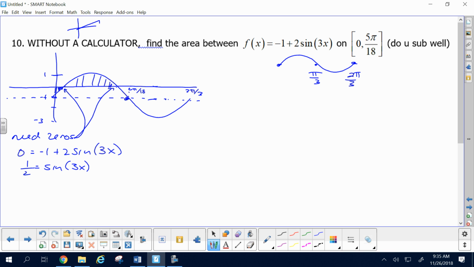Pi over 6 is definitely it. So 3x could equal pi over 6, and this would all work out. Where else is sine positive? In what quadrants is sine positive? Second, okay? Because sine is like y, that's opposite. Opposite is positive in the first and second.